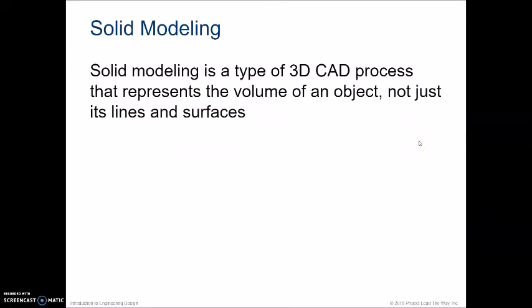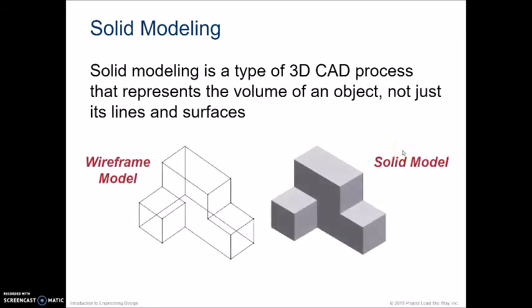First of all, solid modeling, as we talked about previously, is a type of 3D CAD process that represents the volume of an object and not just its lines and surfaces. This is different than some of our technical drawings that we've done because even though we have shaded some of our drawings, we've mostly had some wireframe models. So we haven't had anything that truly represents the volume of objects so far.